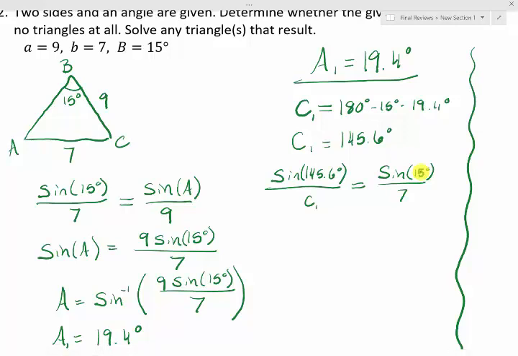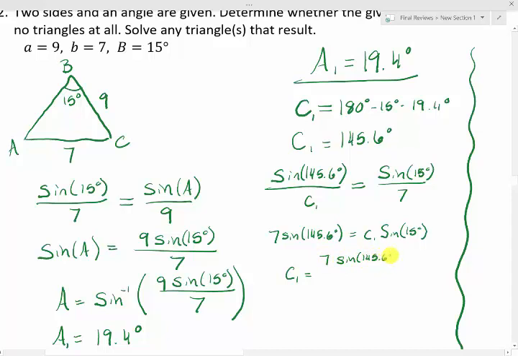So I'm going to go ahead and cross multiply. And then divide both sides by the sine of 15 degrees. So I get side C sub 1 equals 7 times the sine of 145.6 degrees divided by the sine of 15 degrees. And we can just plug that in our calculator. And that gives me 15.28 for my side C.